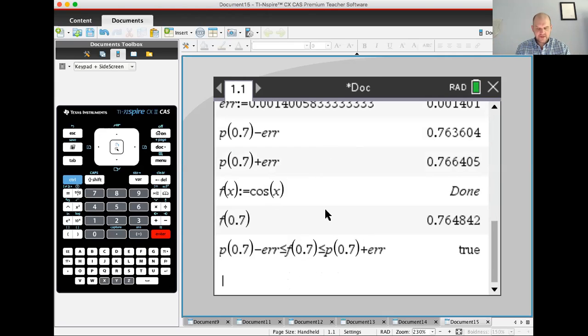All right, so approximate the actual value. The cosine of 0.7 is approximately 0.765. And then the next question is, if the calculator approximation isn't in the range of possible answers, start over. But it was, so I'm just going to say it was. And that's the whole thing. Interesting. Okay, so we got it right.